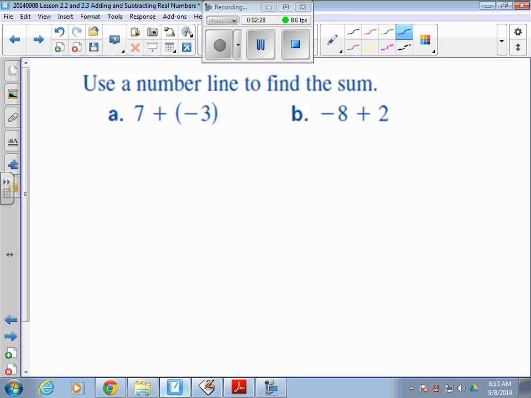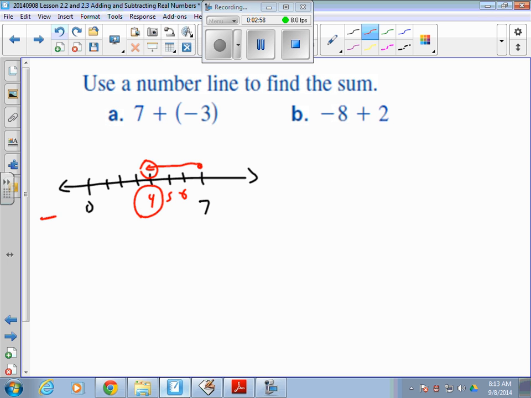Okay, for the first one, it says 7 plus -3. You begin on a number line at 7. That's where you begin. Then it says to add a -3. That means you're going to go this direction. 1, 2, 3 is how a lot of people do it. And that's at 6, 5, that's at the number 4.